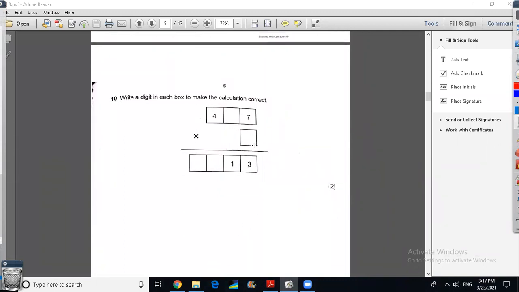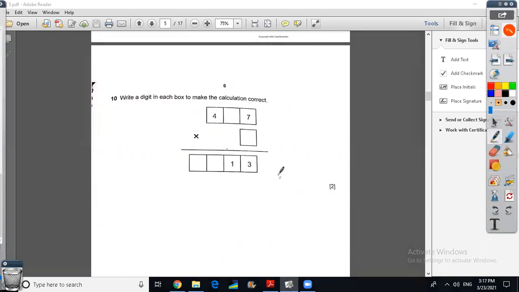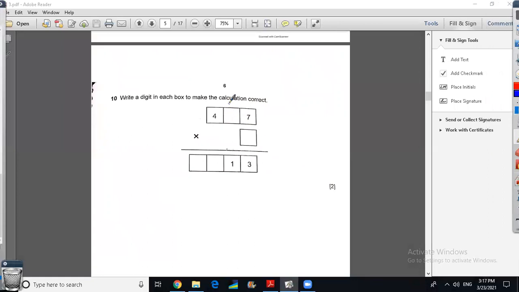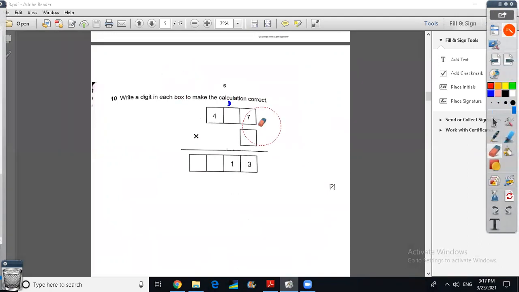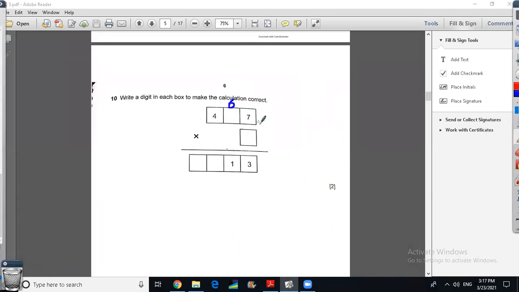7 multiplied by what? What multiplied by 7 is going to give me something 3? Is it 13? No way. Is it 23? No. Is it 33? Also no, it's not in the 7 times table. The only number that has a 3 in the units in the 7 times table is 63. So this here is 9.